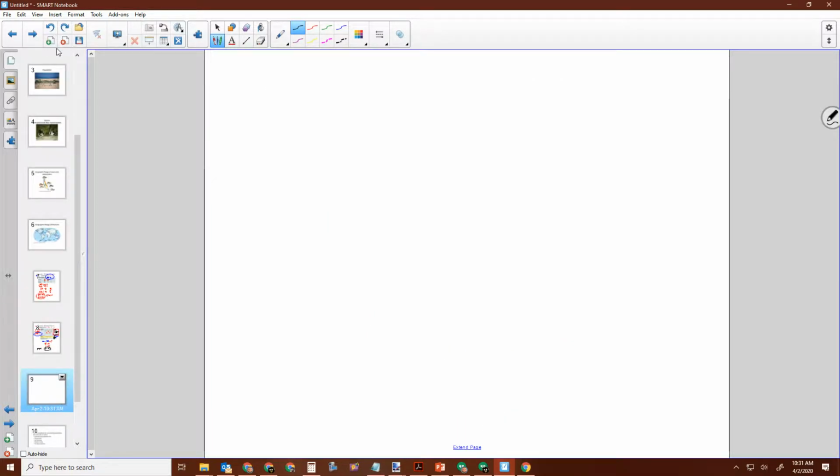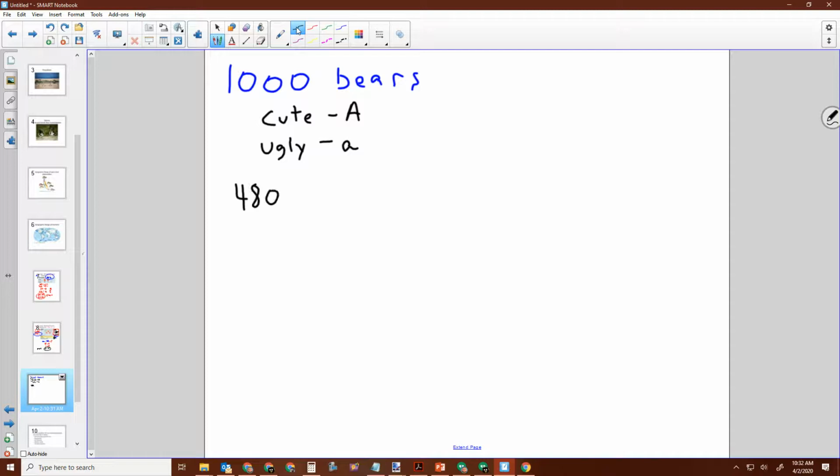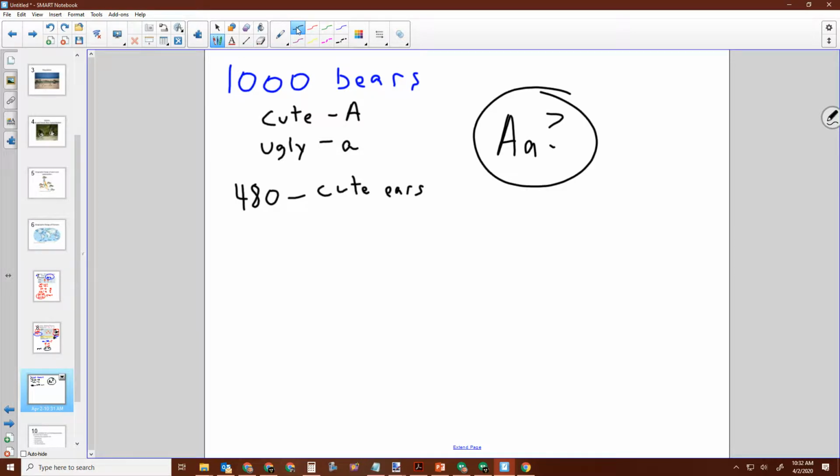Let's talk about bears. So let's say that in this population there are 1,000 bears. And in bears, so we talked about cute ears in the last video, so we'll say that cute ears are dominant and ugly ears are recessive. And I'm going to say that 480 bears have cute ears. And my question for you is, how many bears are heterozygous for that trait?